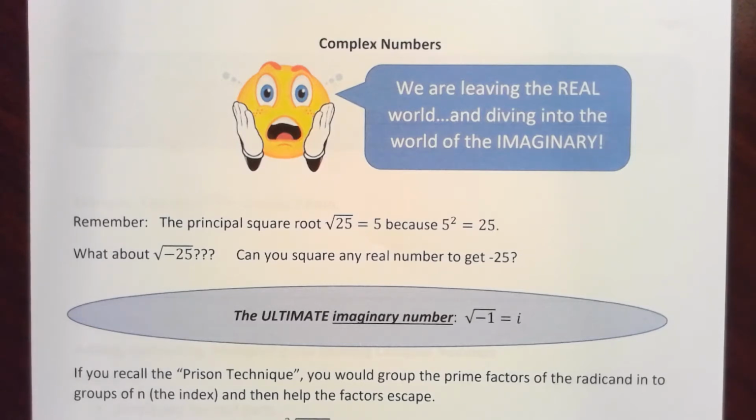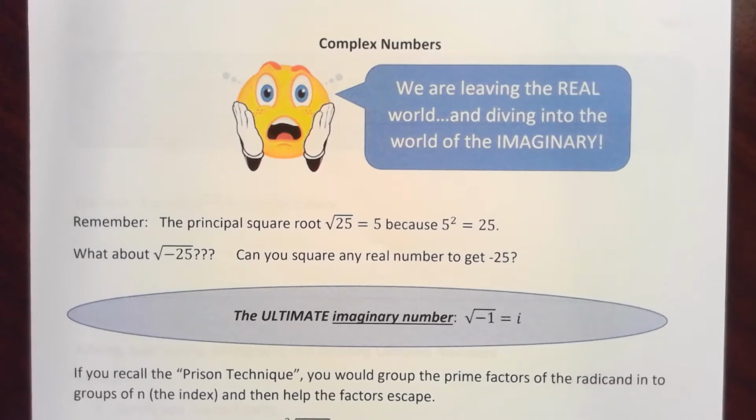Oh no, we are leaving the real world and diving into the world of the imaginary. What? That means we must be talking about complex numbers. So let's remember the principal square root. The principal square root of 25 is 5 because if you square 5, you get 25.